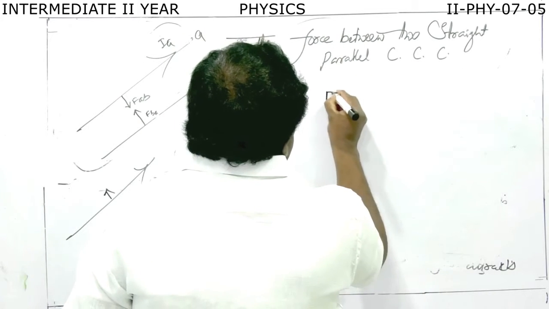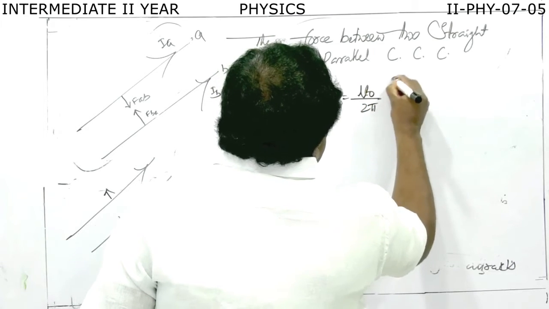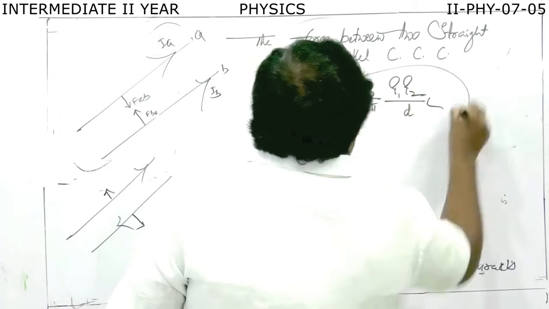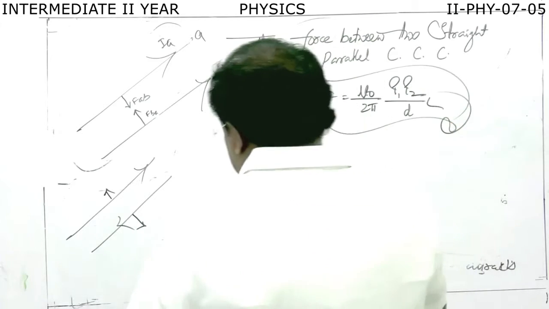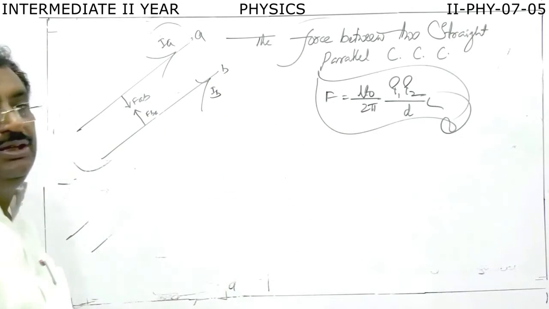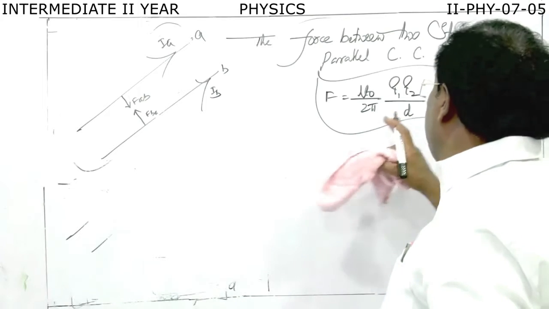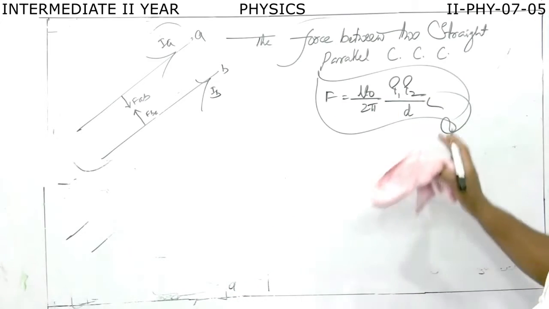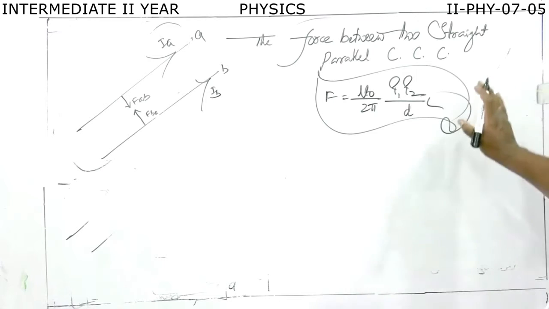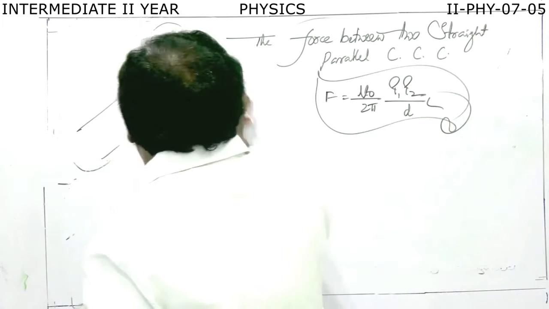F is equal to mu naught by 2 pi, I1 I2 by d, the force between two straight current carrying conductors. I1 is the current, L is the length of the conductor, and d is the separation. On the basis of this equation, now we can define ampere.